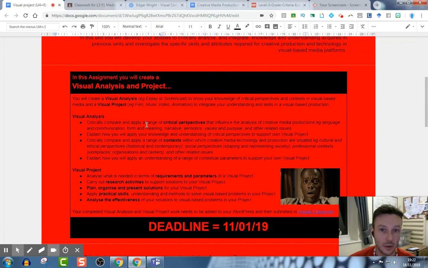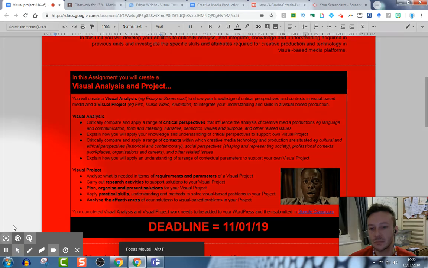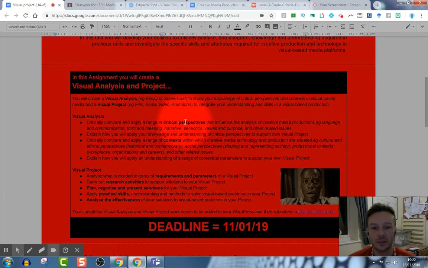asks you to do 2 bits of work. The first part is the visual analysis. Now, the visual analysis asks you first of all to look at critical perspectives. So critical perspectives are different ways of looking at visual media. So we're going to be teaching you about this in lessons, different theoretical approaches, different ideas, different thoughts in relation to visual media. What you're going to be doing is looking at different types of visual media that you love, Netflix shows, YouTubers, games, animations, photographers, up to you. Look at those guys and then apply some critical perspectives to their work.